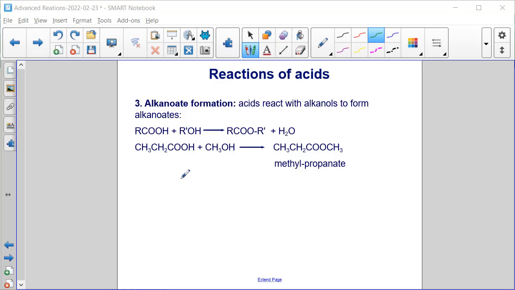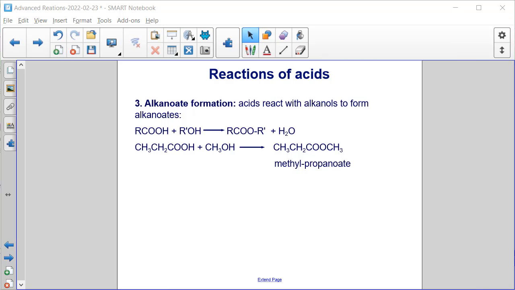Here's an example of that with CH3, CH2, C, double bond O, single bond OH, reacting with methanol. So we remove this H and this OH, and the CH3 will bond to the O in the alkanoic acid. Okay, and this is methyl propanoate.